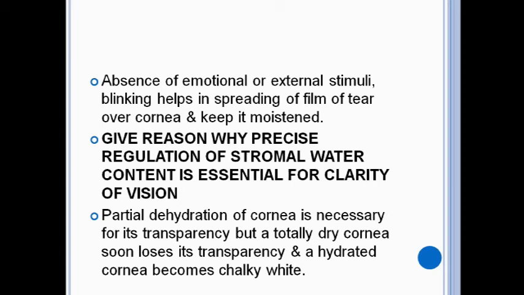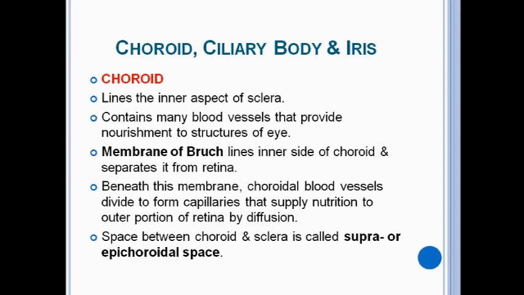So the first layer, the cornea, is the avascular layer. The sclera and cornea we have finished. Now coming to the second layer, termed as your uveal tract. From anterior to posterior, it is divided into three parts: one is your iris, ciliary body, and choroid.